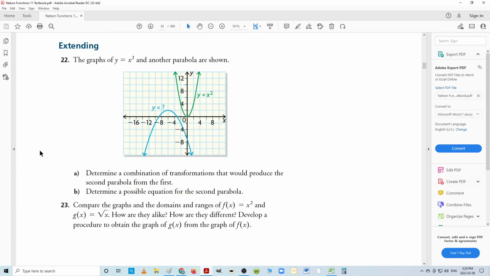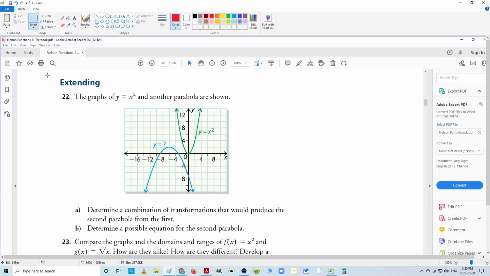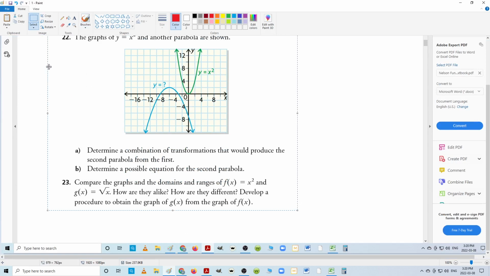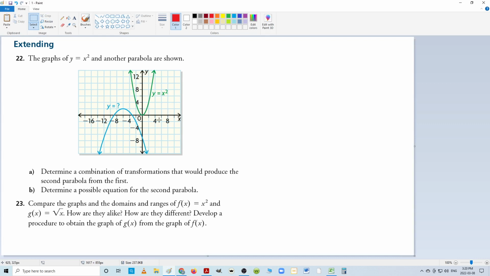Let's try these last two. They're extending, so I don't know. I don't like answering the extending ones because sometimes they're just a little bit too much. The graphs are shown. Determine a combination that could produce the second from the first.